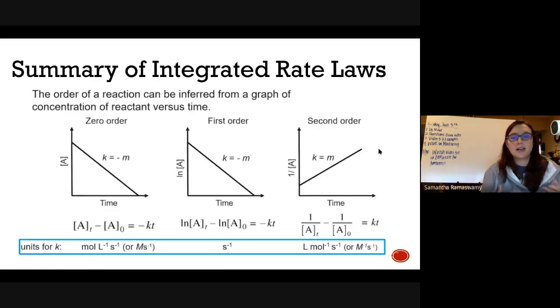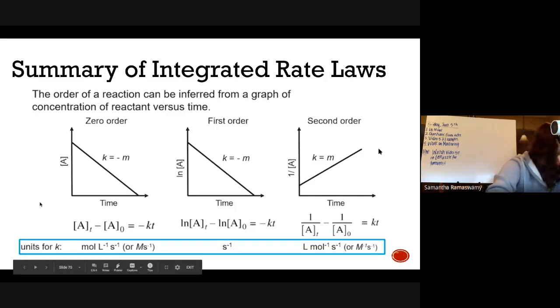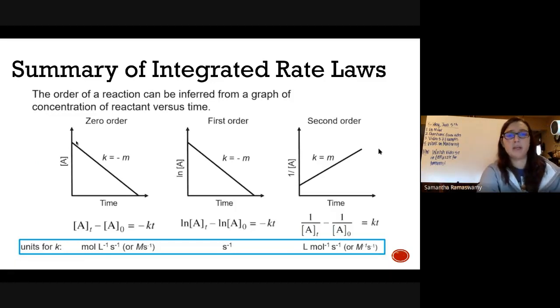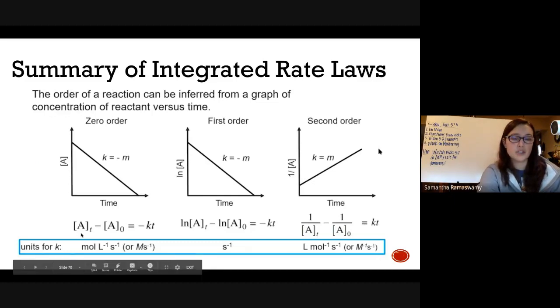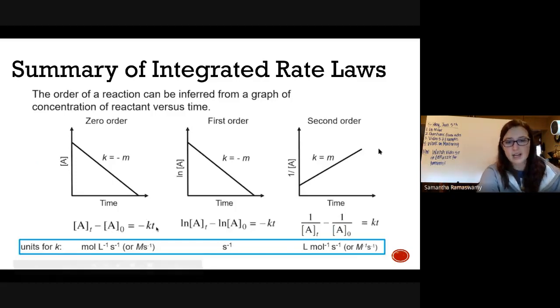So if we take a look again, here are the graphs. Here are all three graphs: zero, first, second order. If it's a zero order process, concentration versus time results in a straight line. This is your integrated rate law from the equation sheet. Notice in the summary table, I just moved this minus, I added it to the other side. First order, ln of concentration versus time results in a straight line. You have the integrated rate law. Second order, 1 over concentration versus time results in a straight line.